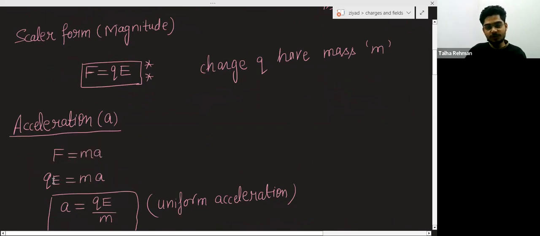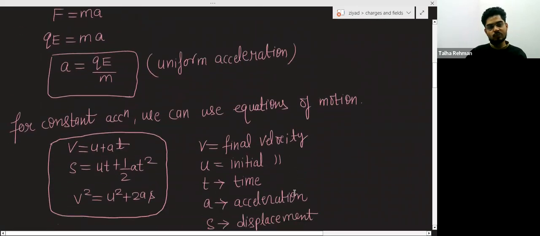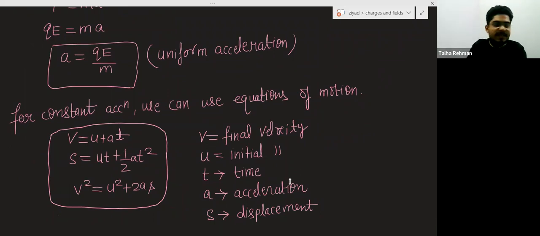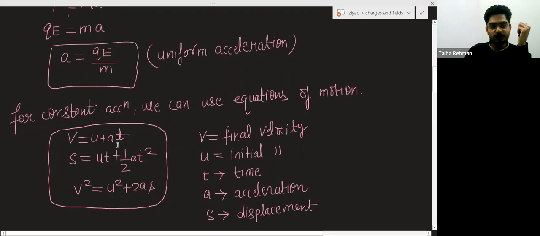And what is the force? QE. Mass into acceleration of the charge, you will get the acceleration from here. Charge is constant, electric field is constant, and mass is constant, so you will get uniform acceleration. If the object has uniform acceleration, we can apply the equations of motion. There are three equations: v is equal to u plus at, s is equal to ut plus half at square, v square is equal to u square plus 2as.